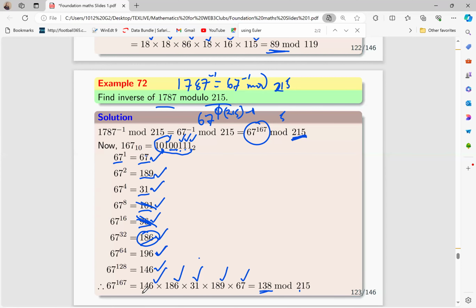If you discover that on multiplying this, they're huge than what your calculator can accommodate, square these 2 first, then divide by 215, note the remainder. That remainder multiplied by 31. Then the result divided by 215, note the remainder. That second remainder multiplied by 189 and continue that way until you get 138.